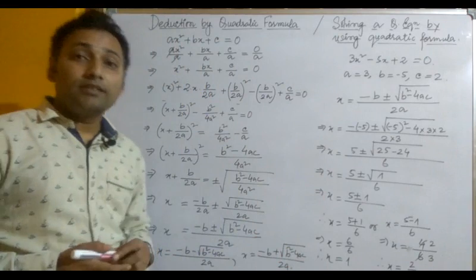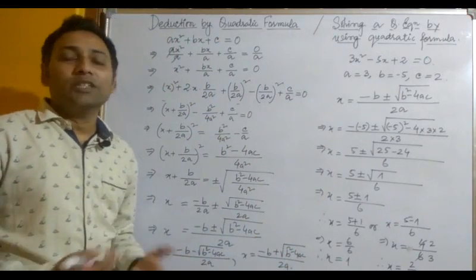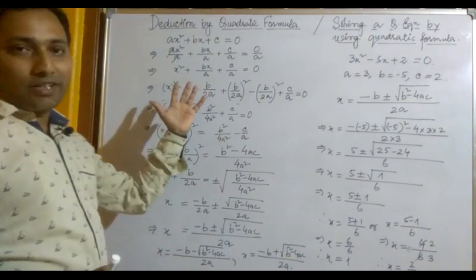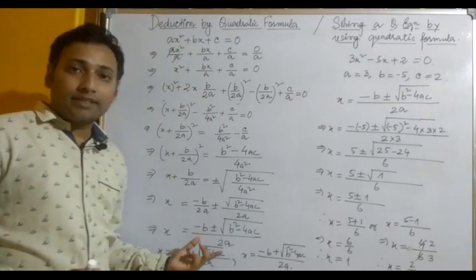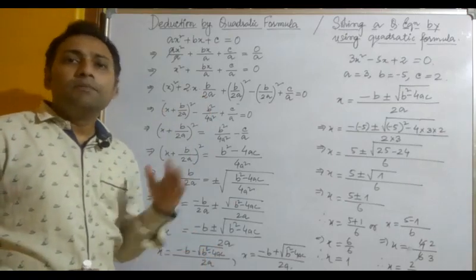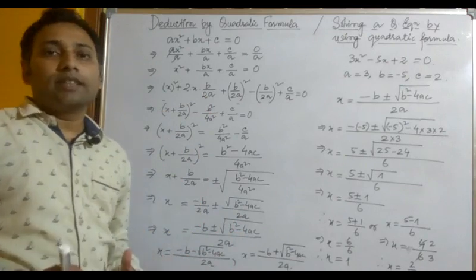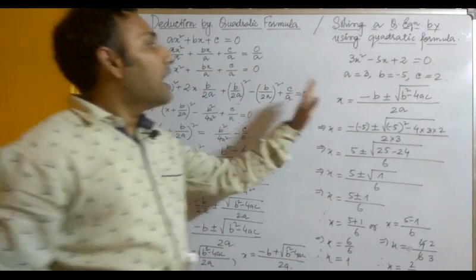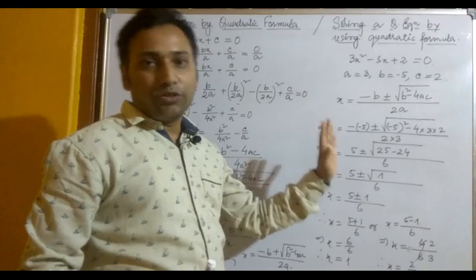Now we have to learn this quadratic formula by heart. In the exam we cannot deduce it. Always you will not deduce the quadratic formula. So you have to learn by heart x is equal to minus b plus minus root over b square minus 4ac divided by twice a, so that you can immediately apply and find out the solution.